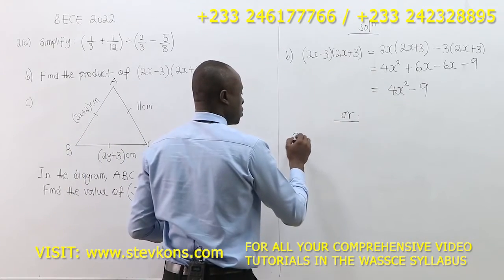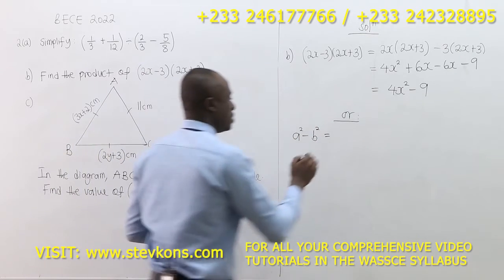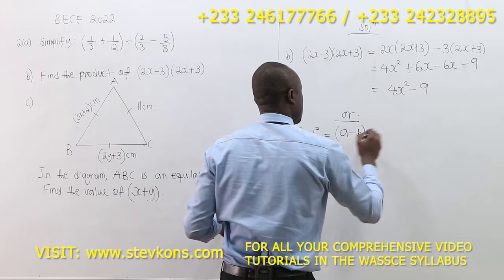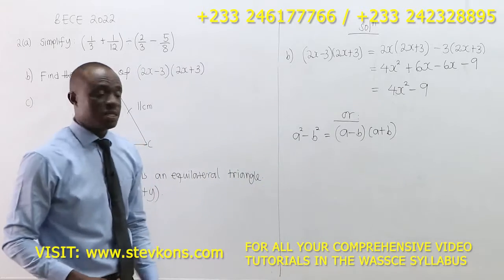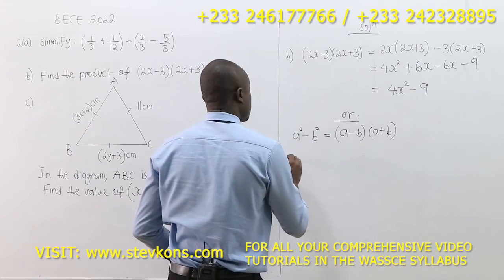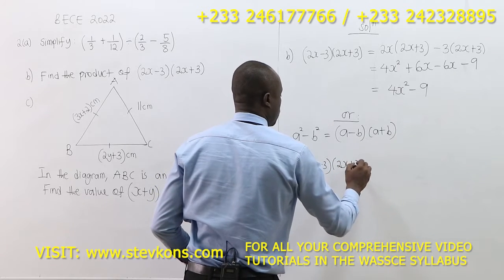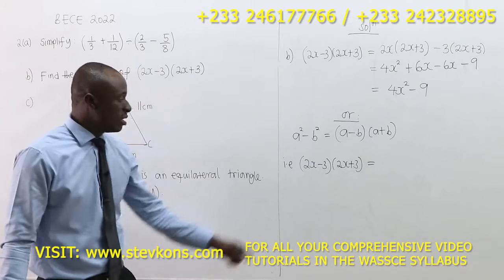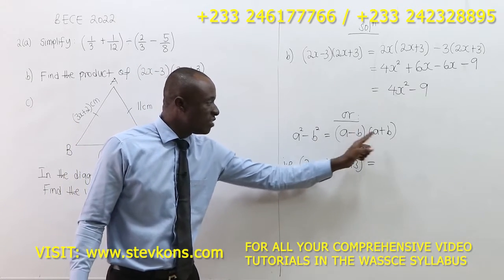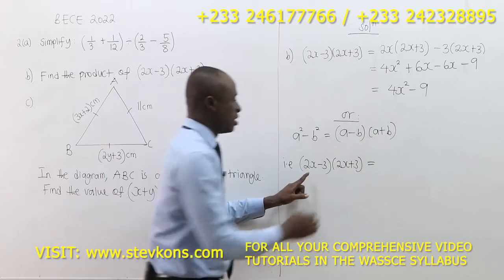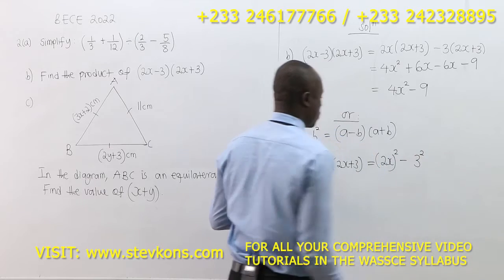Now, difference of two squares. If you have a squared minus b squared, this is basically a minus b, a plus b. So if you see a minus b, a plus b, we can say it is this. Therefore, hence, we have 2x minus 3, 2x plus 3. This is a difference of two squares. You have a, b, a, b, but with negative and positive. This is the same as 2x squared minus 3 squared.